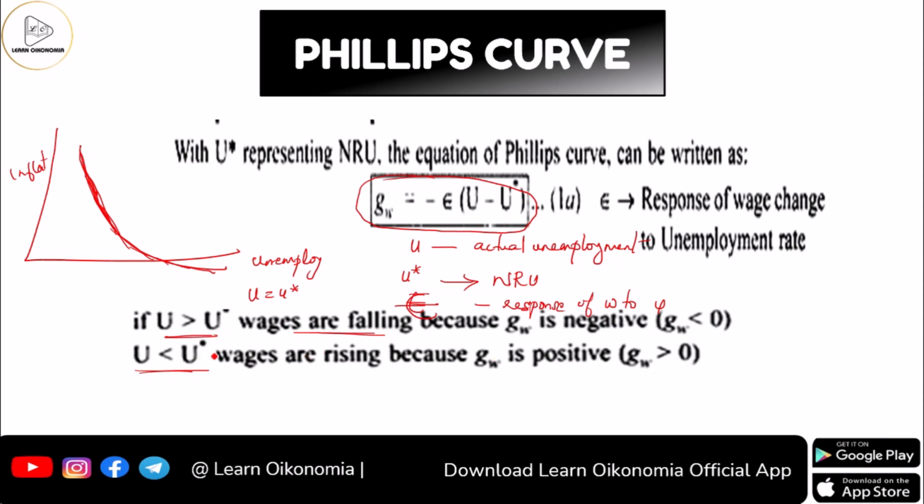On the other hand, what happens if U is lesser than U star, or U star is more than U? Here wage would be rising because our GW would become positive.